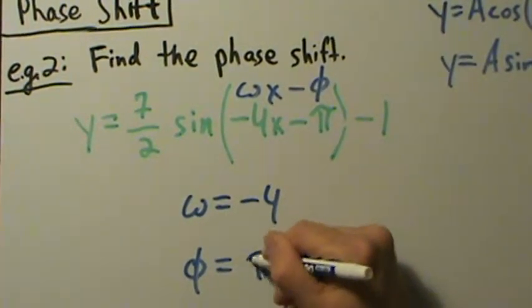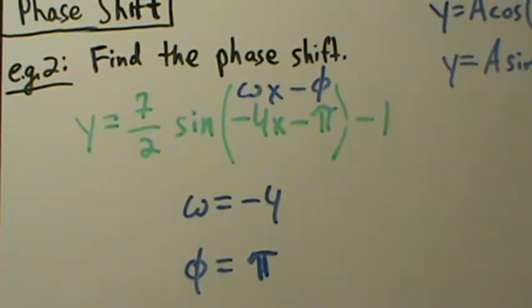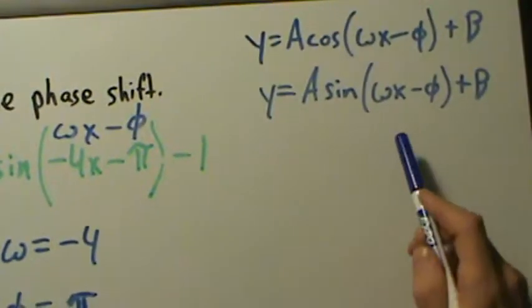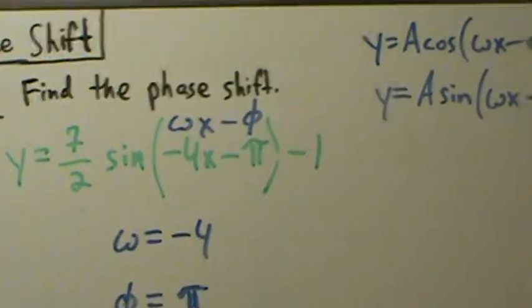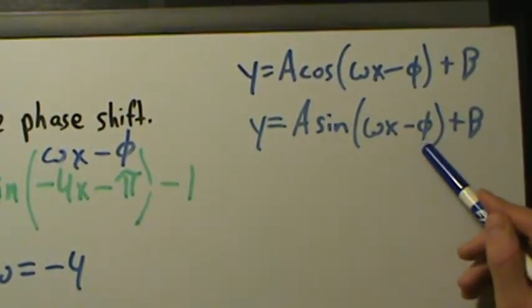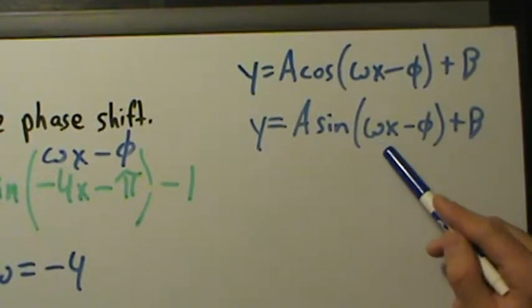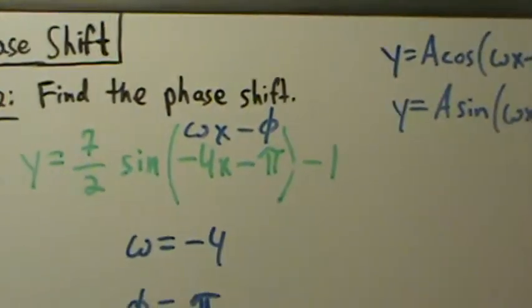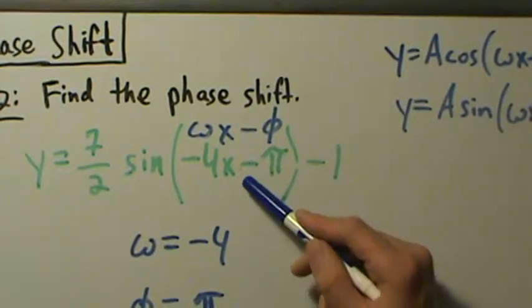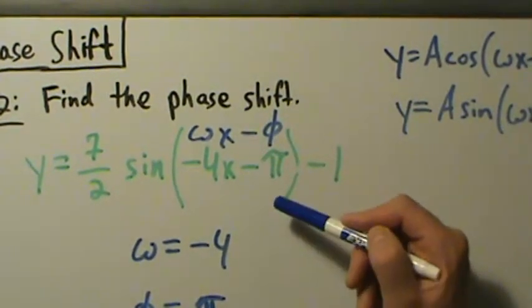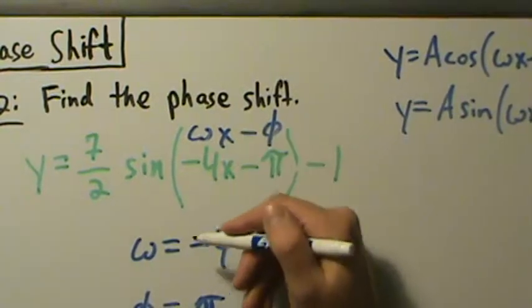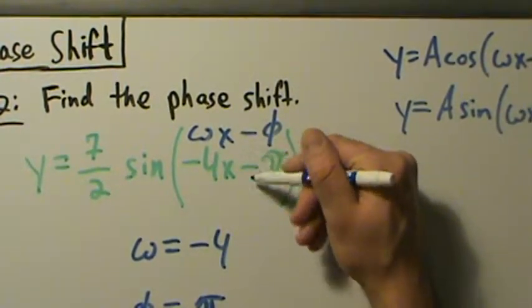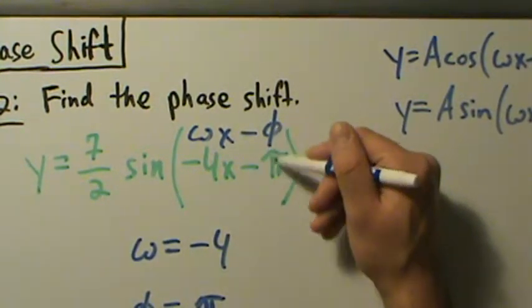Be very careful with the minus signs here. In general, it's omega x minus phi. So the minus sign is already there. It's minus phi, and whatever we're subtracting, that's what phi is. Blah, blah, blah, x minus pi. So that means phi is just pi. Here they match up like this: omega is negative 4, x is just x, the minus sign matches up with that, and what's left over is phi, which is just pi.